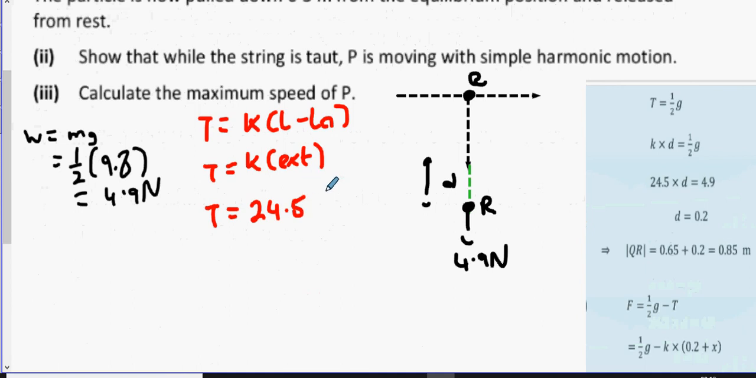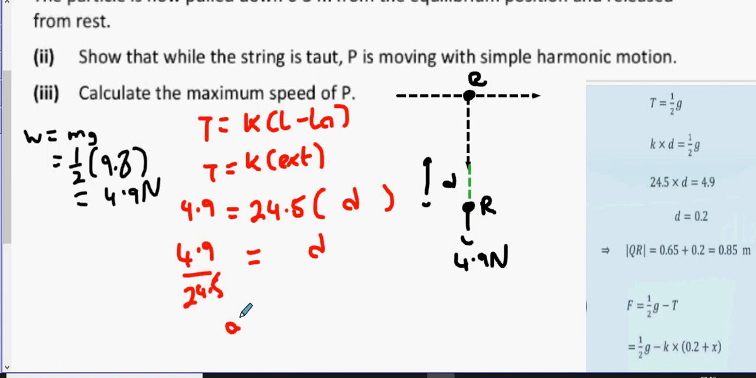24.5 multiplied by the extension. We've claimed that the extension is D, haven't we? And that in turn equals 4.9. And I believe we're just going to divide. We're going to divide 4.9 by 24.5, and we're going to get a D value of 0.2.